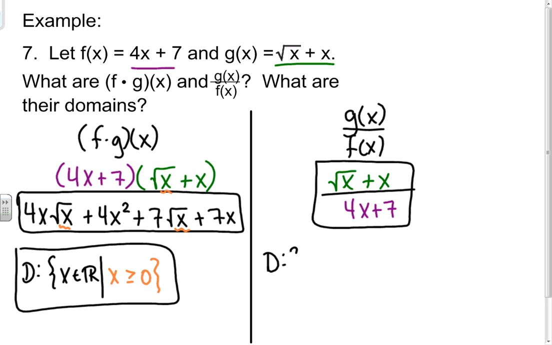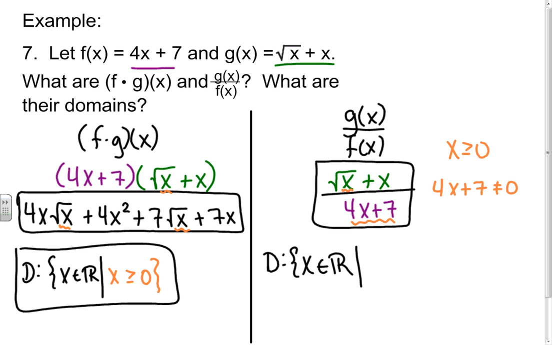The domain here is pretty intense, though. So we're going to take care of one thing at a time. First thing I'm going to take care of is this radicand. I need to make sure that x is greater than or equal to 0. So I'm going to start a tally on the side and see what happens. I also need to make sure that this denominator, 4x plus 7, is not equal to 0.